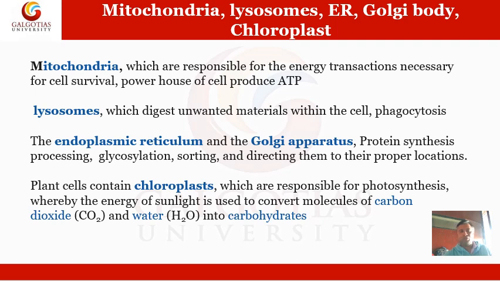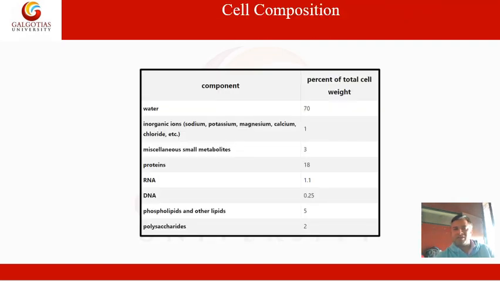Chloroplast is present only in the plant cell, it is not present in the animal cell. So this is a specific property of the plant cell. The function of the chloroplast is to synthesize food with the help of the process called photosynthesis. This is the composition of the cell as a percentage of total cell weight: 70% is water, protein is 18%, RNA 1.1%, DNA 0.25%, phospholipid and lipid 5%, and polysaccharide 2%.